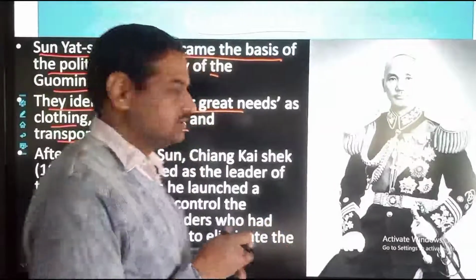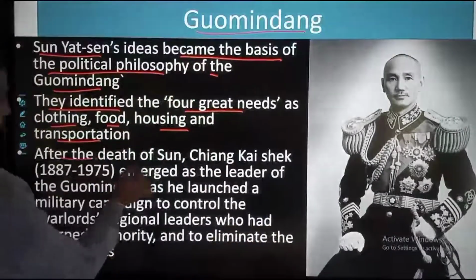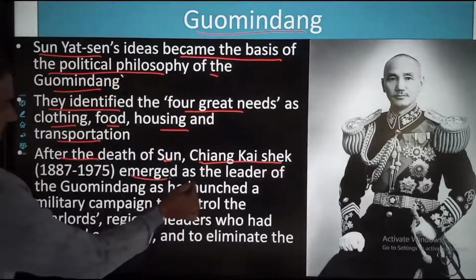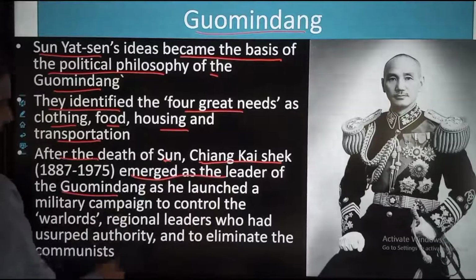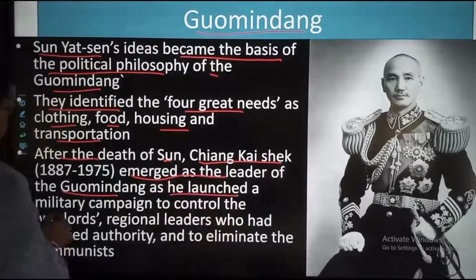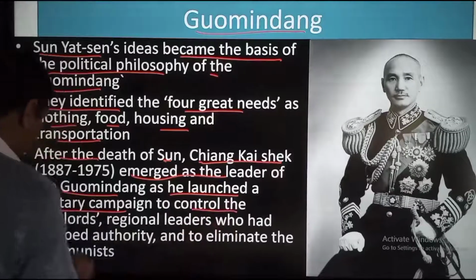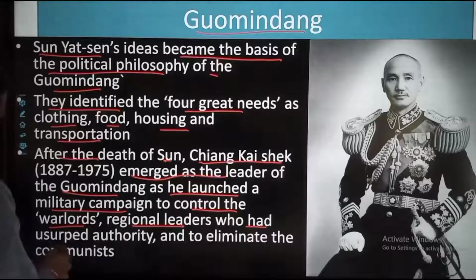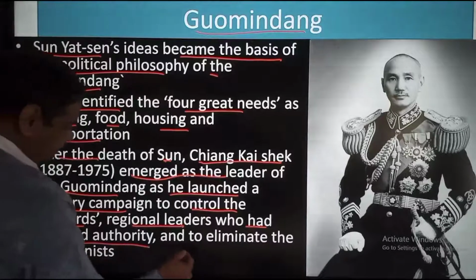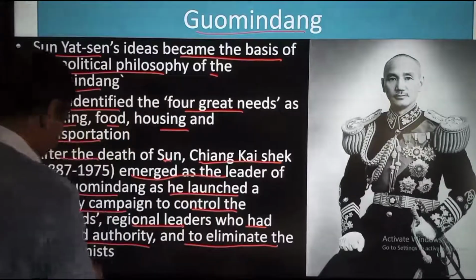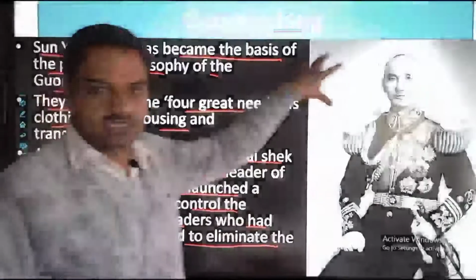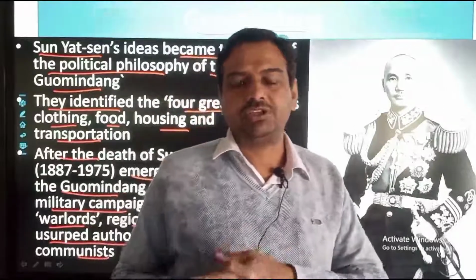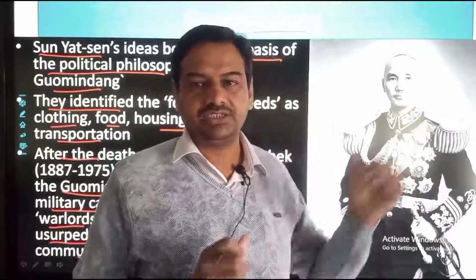After the death of Sun, Chiang Kai-shek emerged as the leader of the Guomindang, and he launched a military campaign to control the warlords, regional leaders who had usurped authority, and to eliminate the communists. So he was the second leader after Dr. Sun Yat-sen, and he also became the president of China, and his name is Chiang Kai-shek.